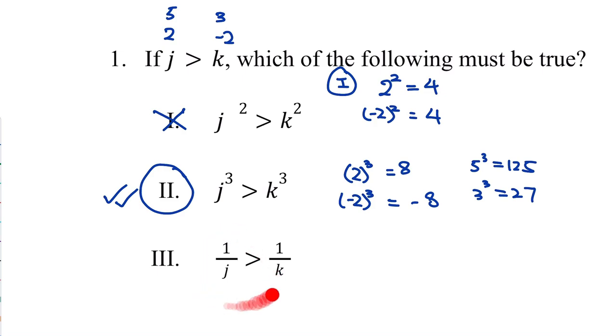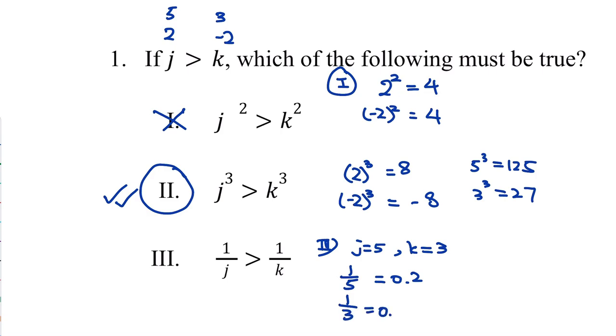How about this one? 1 over j, and this is larger than 1 over k. Let's check. Okay, let's do a positive number this time. 1 over 5 again. Option 3. If j is 5 and k is 3. 1 over 5 is 0.2. 1 over 3 is 0.33 something. So is this 1 over 5 bigger than 1 over 3? So is 1 over j bigger than 1 over k? Not a must. Okay, not a must.